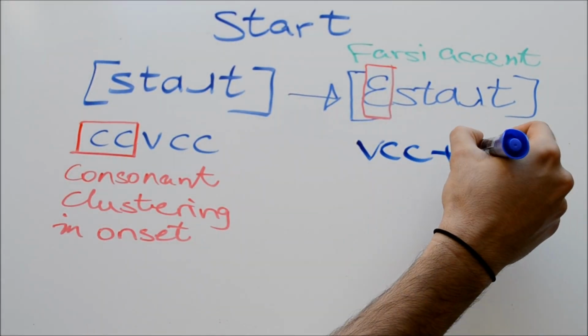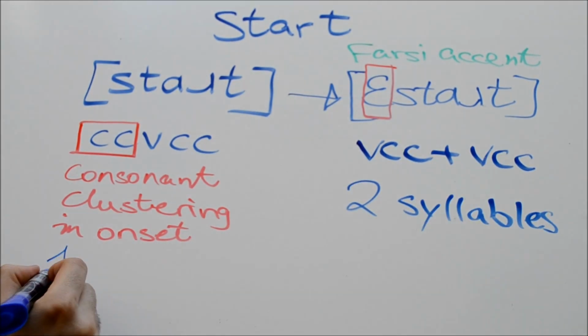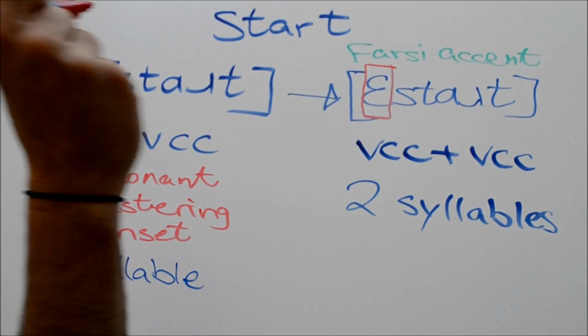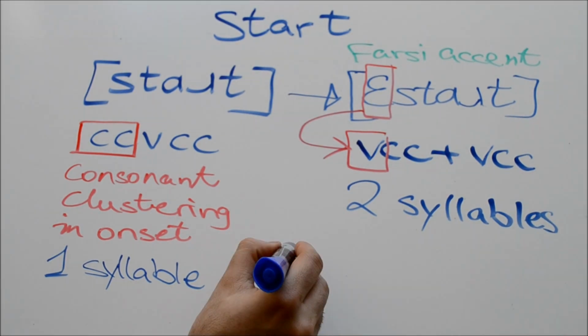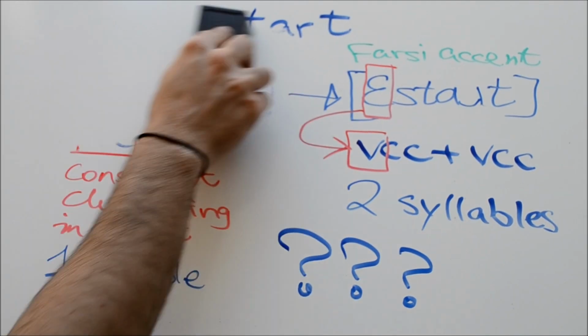Therefore, these native Farsi speakers added an extra s sound to the beginning of the word, turning the word into 2 syllables, est and art, and therefore avoiding the consonant cluster.